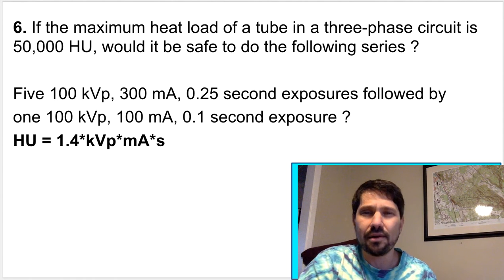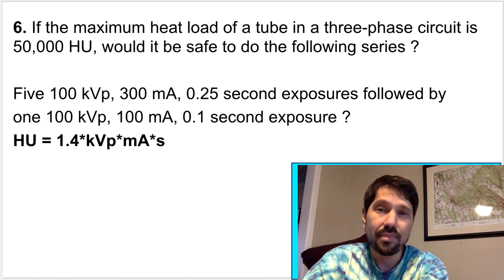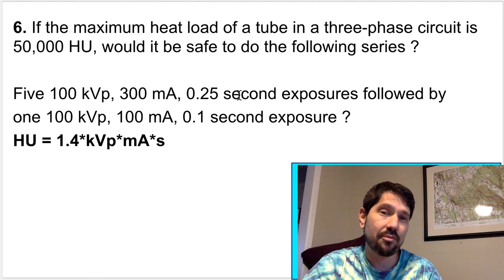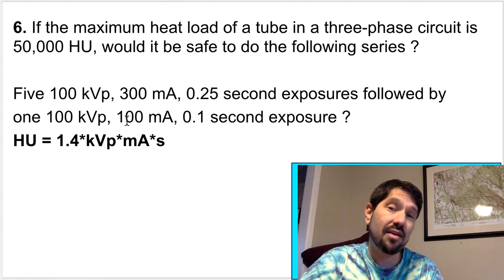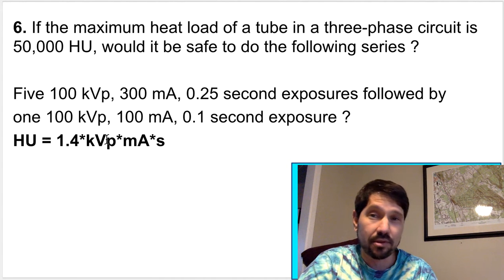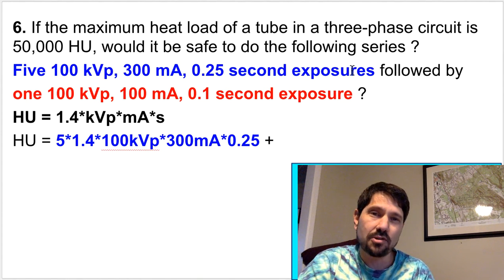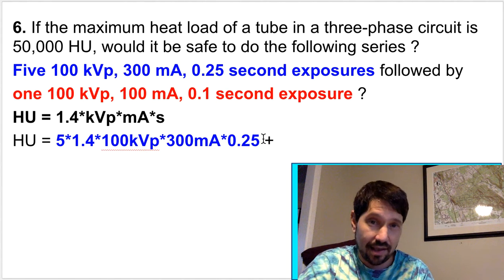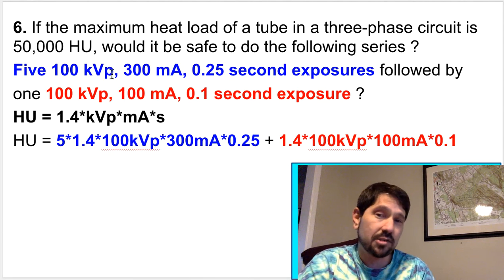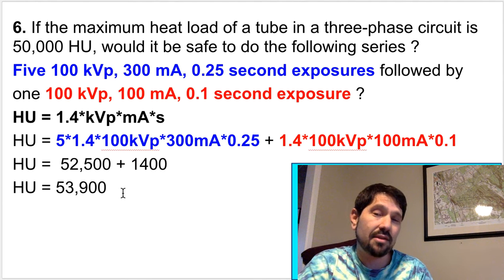All right, number 6, our final one. If the maximum load to tube in a three-phase circuit is 50,000 HU, would it be safe to do the following series? 5 exposures at 100 kVp, each at 300 mA for 0.25 seconds, followed by one 100 kV exposure at 100 mA for 0.1 second. So we get to use our heat units. We got to use our 1.4 multiplier because it's three-phase. And let's call the first series the blue group. So 5 exposures in the blue group would be 5 times 1.4 times 100 kVp times 300 mA times 0.25 seconds, plus the red group, which would be one exposure of 1.4 times 100 kV times 100 mA times 0.1 seconds. And those two numbers would be 52,500 plus 1,400, which would add together to 53,900.